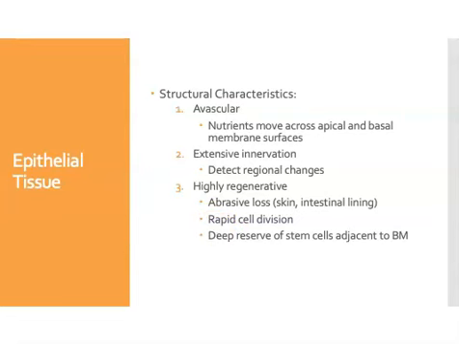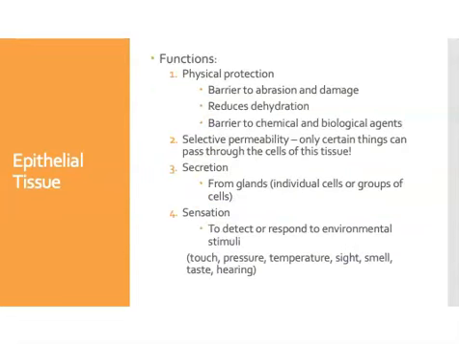On this slide, you can see the four primary functions of epithelial tissue in the body. They provide physical protection, selective permeability, secretions, and sensations. When it comes to physical protection, epithelial tissue is a barrier, a protective barrier.